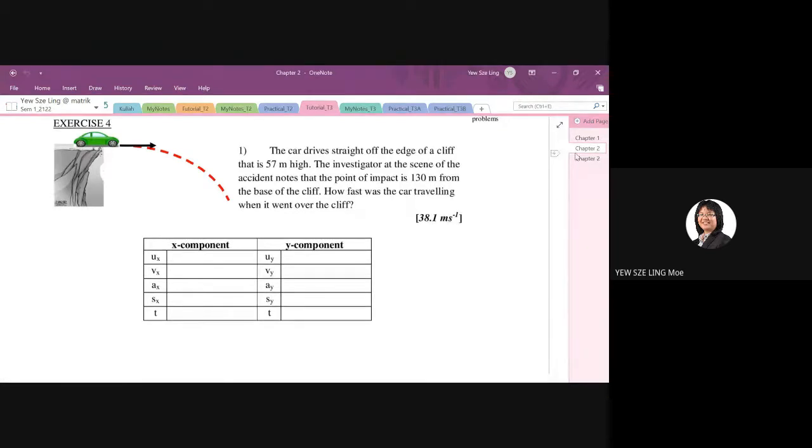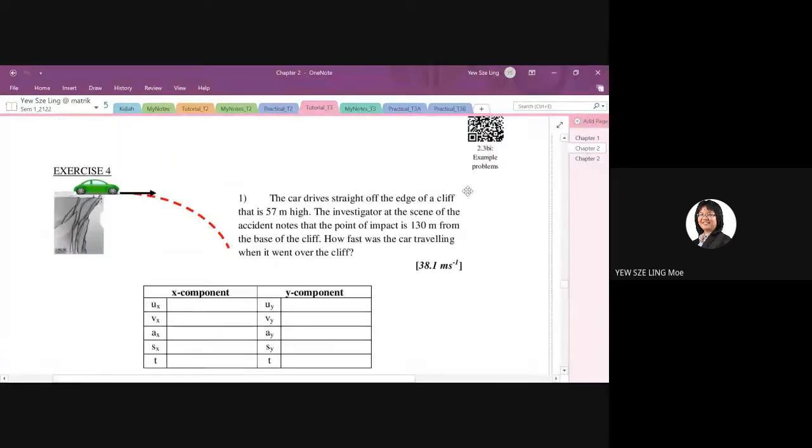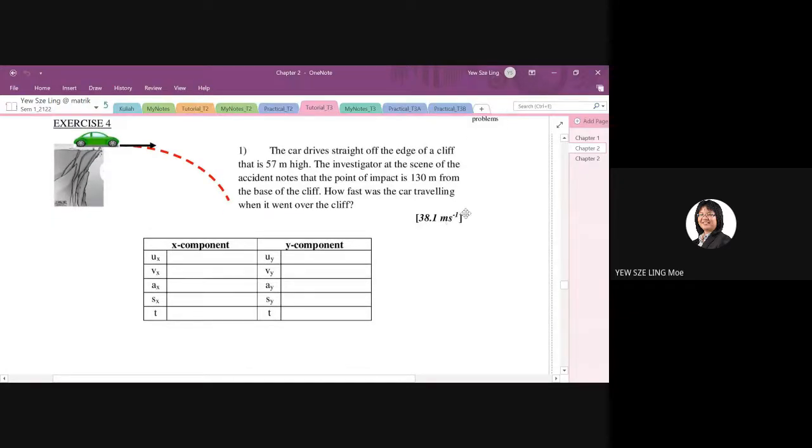So today we're going to discuss 5 questions. So let's see the first question. Exercise 4, question 1. The car drives straight off the edge of a cliff that is 57 meters high. The investigator at the scene of the accident notes that the point of impact is 130 meters from the base of the cliff. How fast was the car traveling when it went over the cliff?